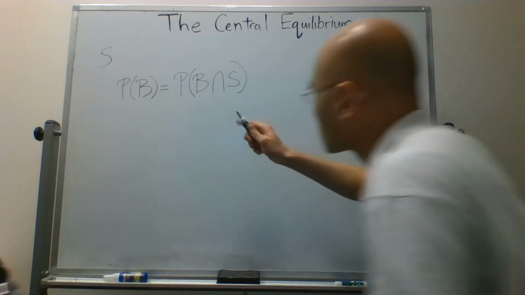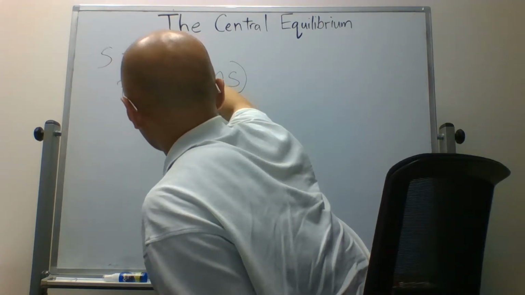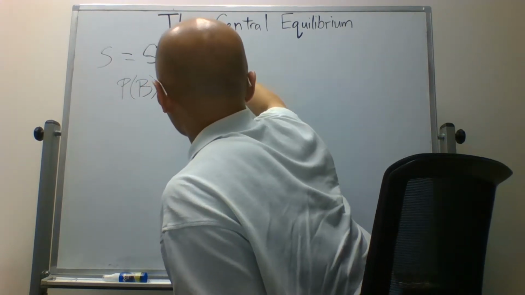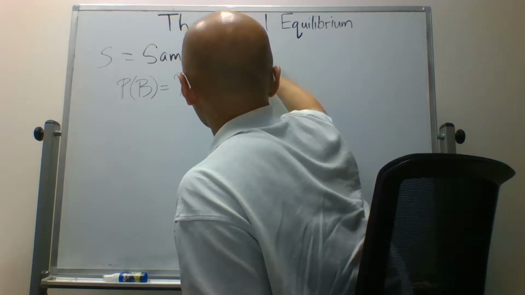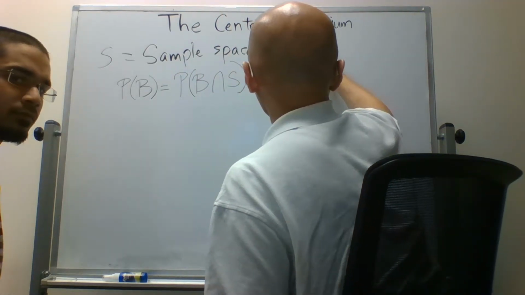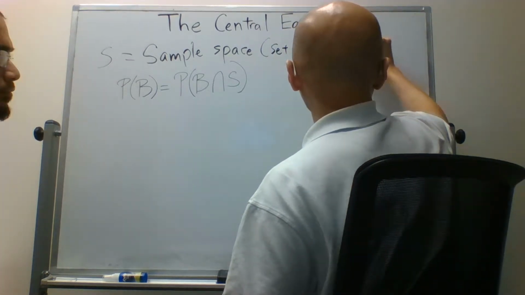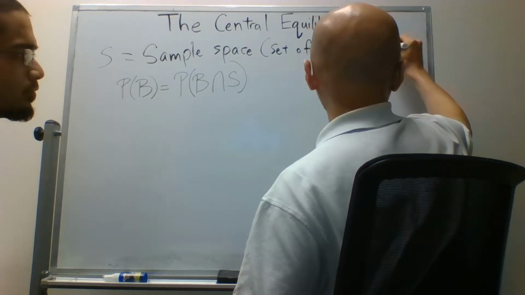I think it's important to just say that S is the sample space. The sample space, all events. So this is the set of all possible events.